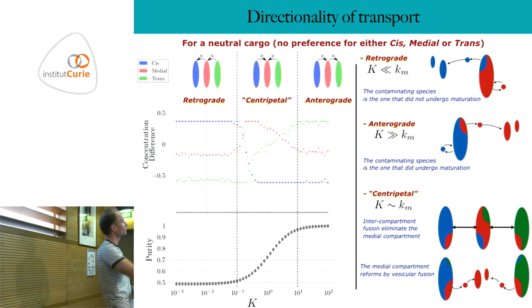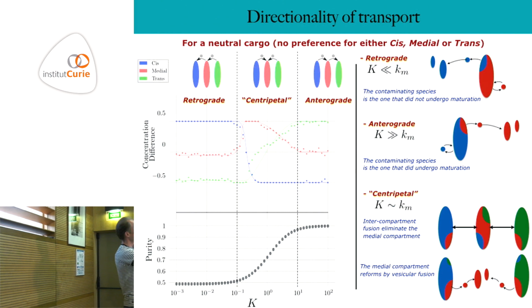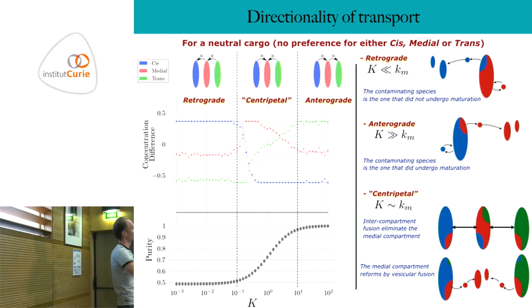So this is retrograde transport. In the other limit, it's the other way around. You basically take the mirror image of this. And so what is early is going to undergo some sort of cycle here. What is later is going to bud and then fuse forward.